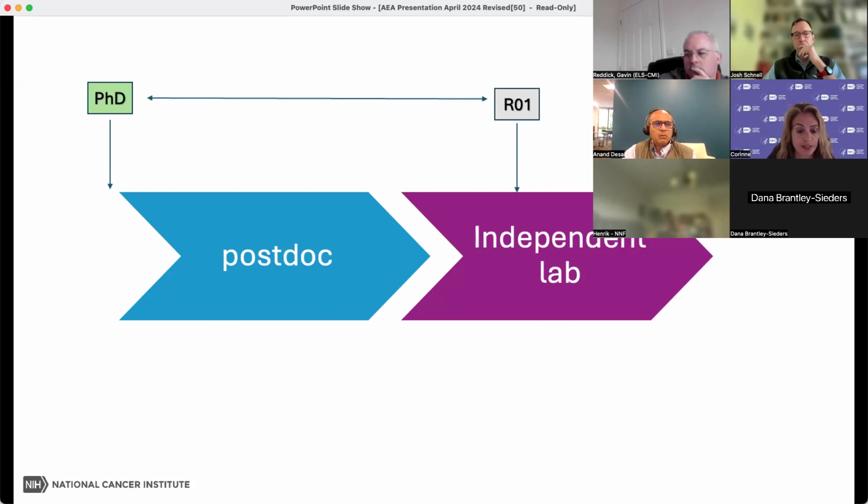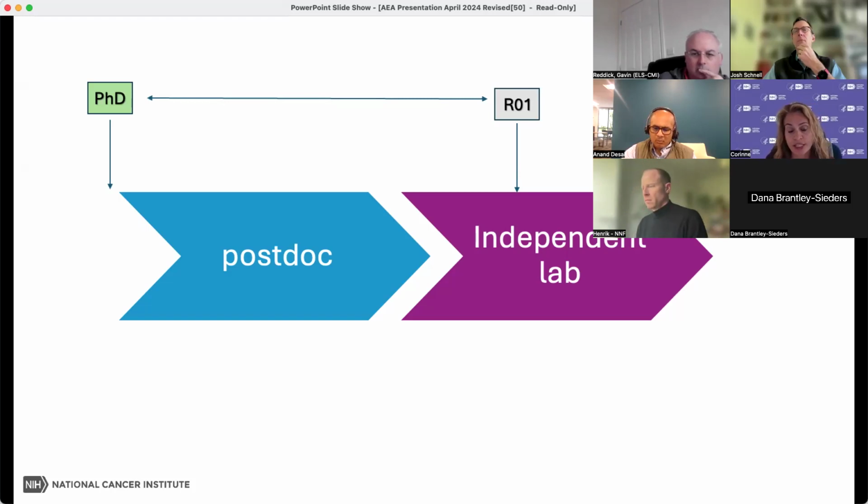As an illustration, you get your PhD, you complete your postdoc, and then you enter your independent lab. That's when you typically would submit an R01 or R01 equivalent RPG grant. An R01 equivalent is a grant that's not necessarily an R01 or an RPG. It's a grant that has an equivalent to an R01, meaning it has at least $150,000 in support for at least 3 years and is peer reviewed. Next slide, please.